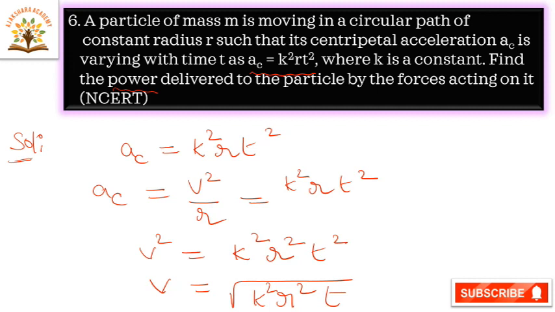Taking square root on both sides, V square is equals to k square r square t square, so V is equals to root of k square r square t square. So V is equals to k r t.